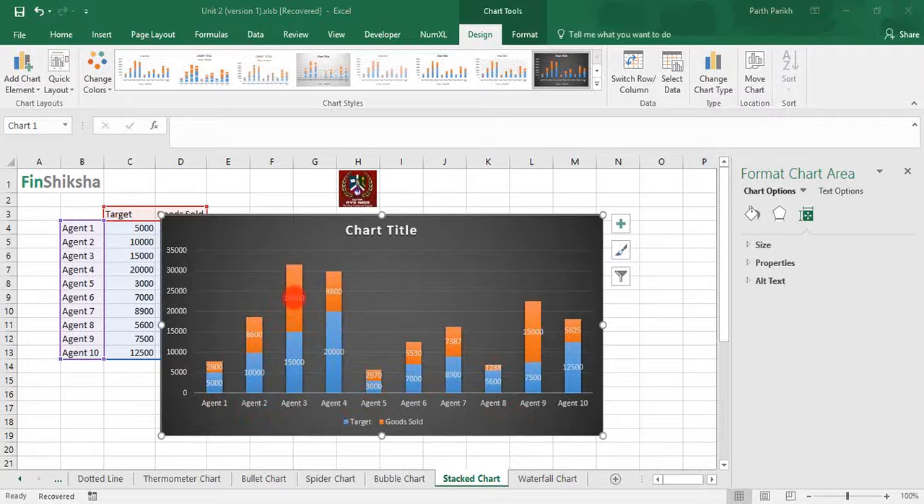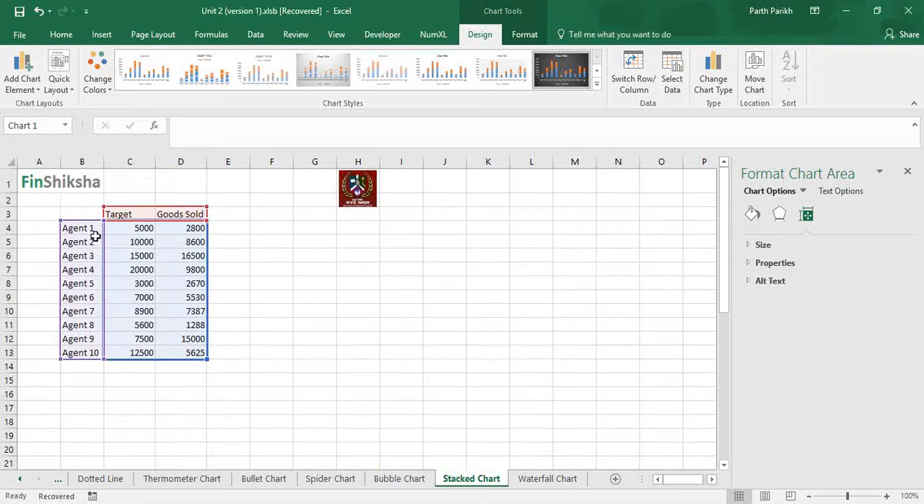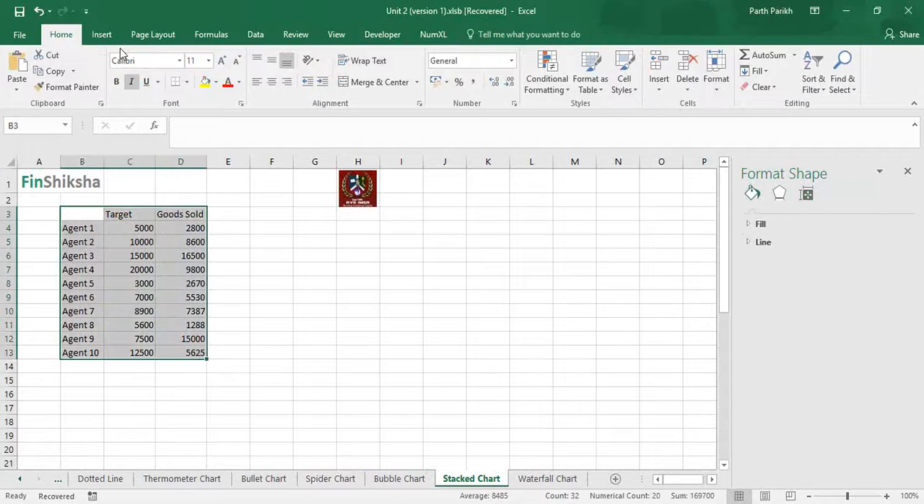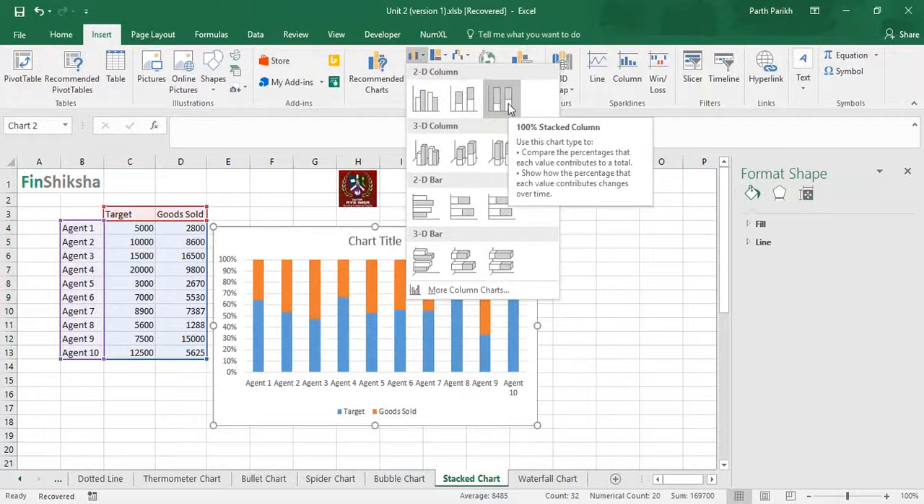So this is in absolute terms, as in not all agents are on the same line. What if we want to bring everyone to the same line? That is, what if we want to normalize? How do we normalize it? There is something called a 100% stacked chart. Again, we select the data, click on Insert, click on chart, and there is the 100% stacked chart.